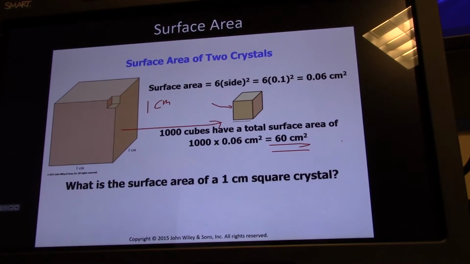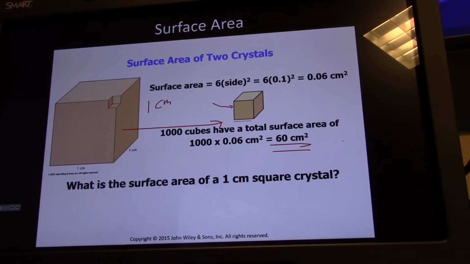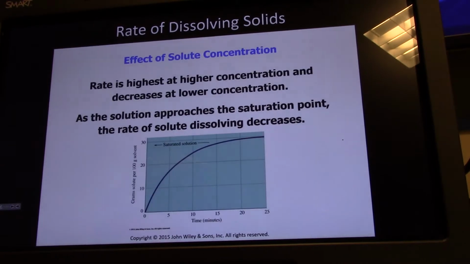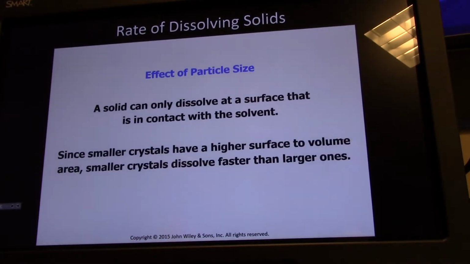surface area. So if I broke this big cube into 1,000,000 smaller cubes, I get 100 times the surface area. If I broke it into 1,000,000,000 cubes, I get 1,000 times the surface area. And so as you make the particles smaller, you have more and more surface area. It can react faster. And so powdered sugar will dissolve faster than a sugar cube because it's the same amount of sugar, but with the powdered sugar, there's a lot more surface area for the water to connect to and start dissolving. So the smaller the crystal size, the faster something will dissolve.